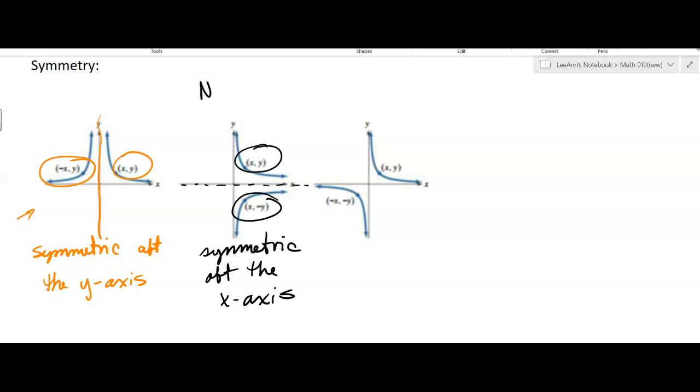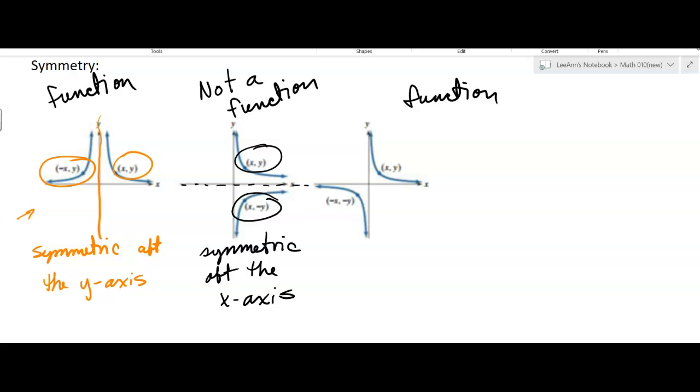This is not a function, because it doesn't pass the vertical line test. This is a function. And this is a function. But the one in the middle is not a function. It's symmetric about the x-axis, and in some relations we have that, but it's not a function. Just FYI.